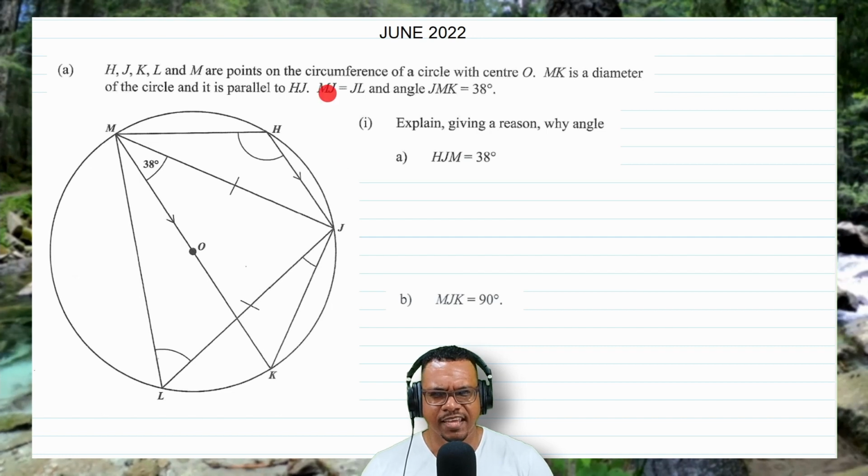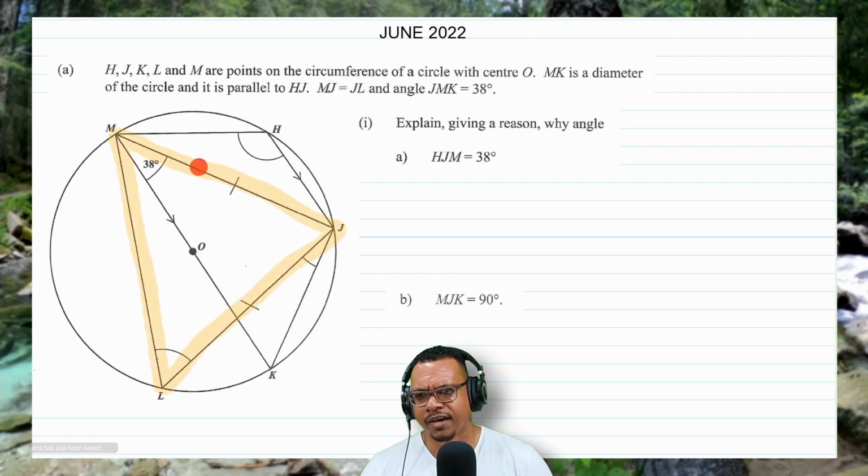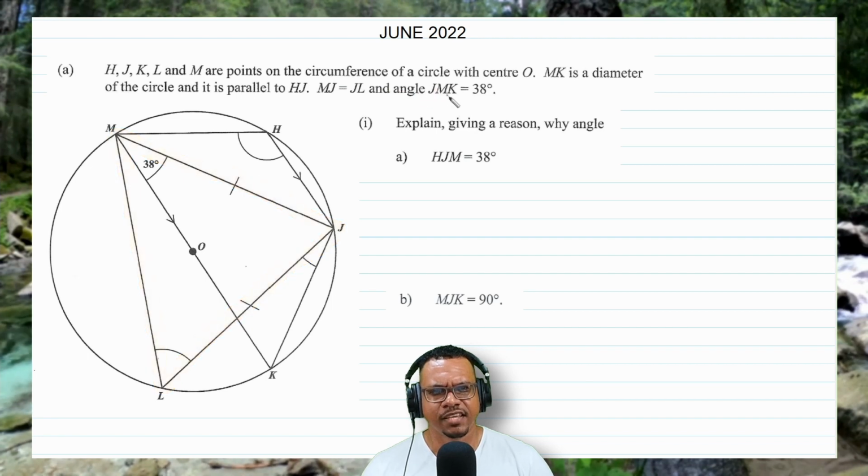We are also saying that MJ is equal to JL. So that's the length of MJ is equal to the length of JL. So this is MJ here, and this is JL here. So this would actually form an isosceles triangle here. And we're saying that angle JMK is 38 degrees. So J to M to K is 38 degrees.